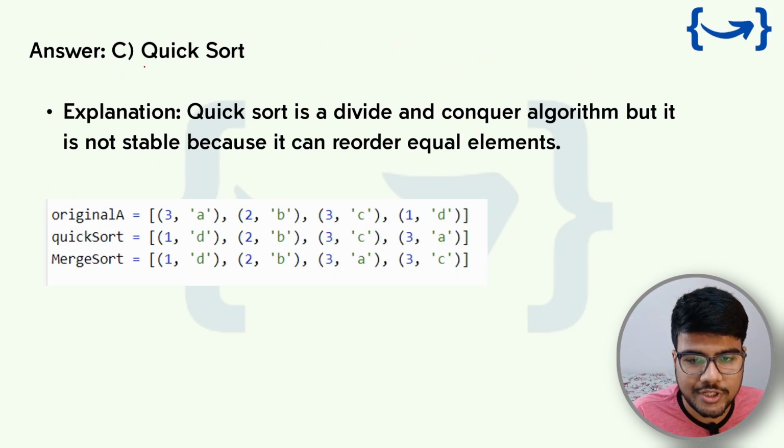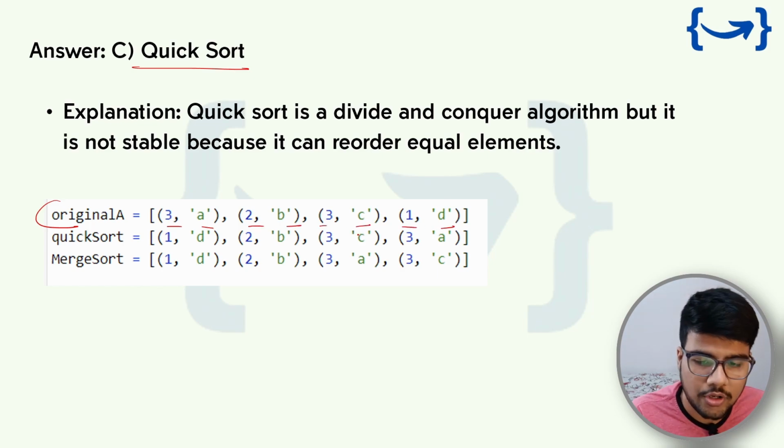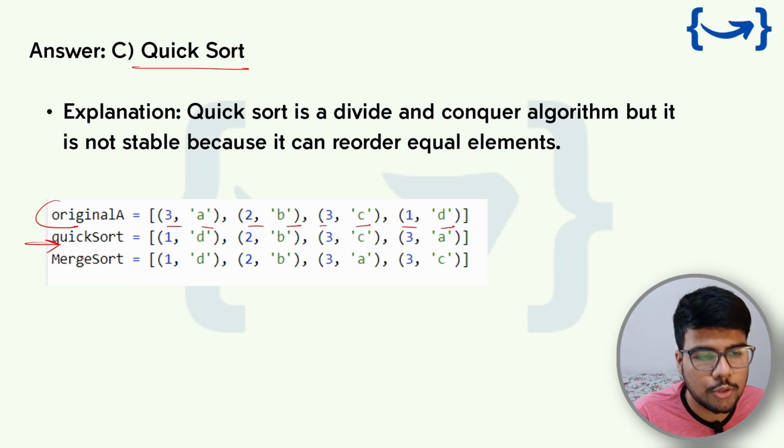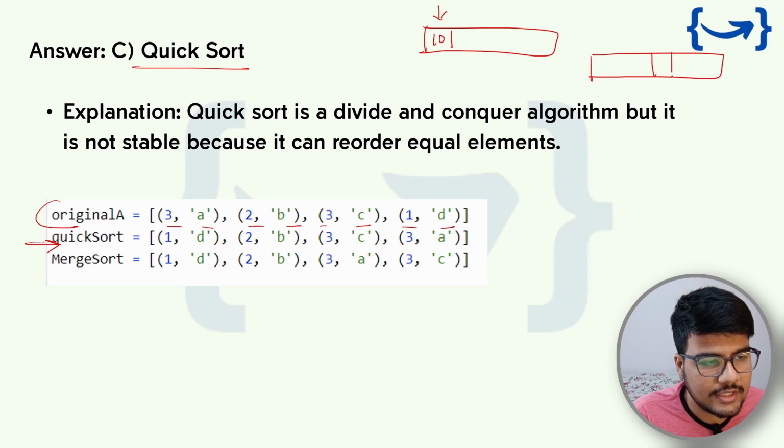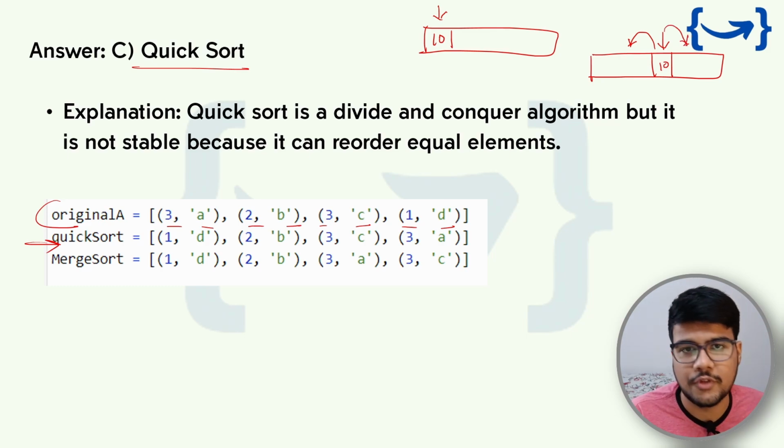Let's see the correct options. Quick sort. Now, how I am telling you quick sort is not stable: let's say you have an original array which is 3A, 2B, 3C and 1D. If you apply quick sort here, if you remember, in quick sort you usually take a pivot element. Imagine your pivot element is in between your array. All the elements which are less than the pivot element would be on your left side, and all the elements greater than your pivot element would be on the right side, and at last you will adjust your pivot and you're done with your sorting.